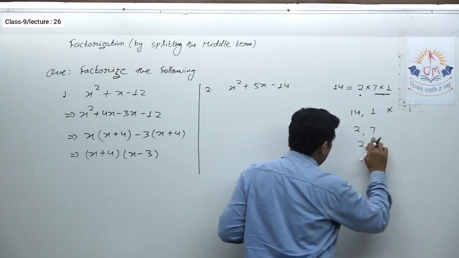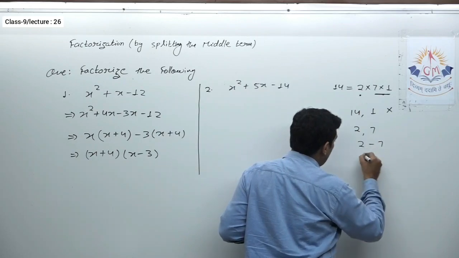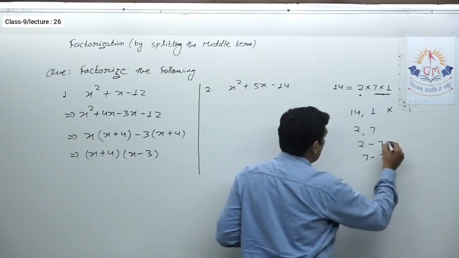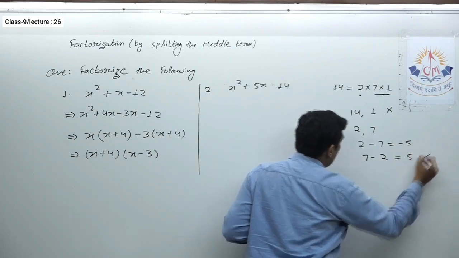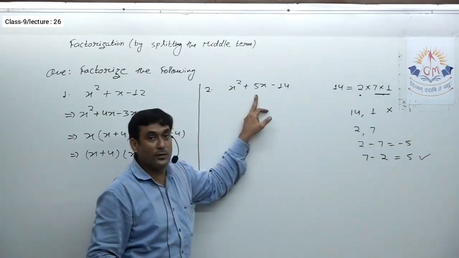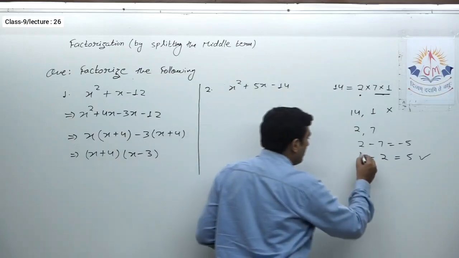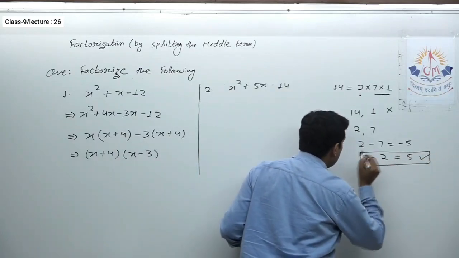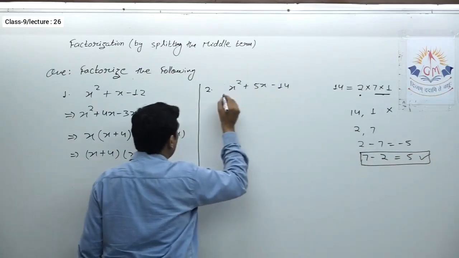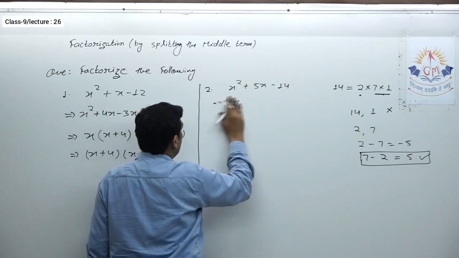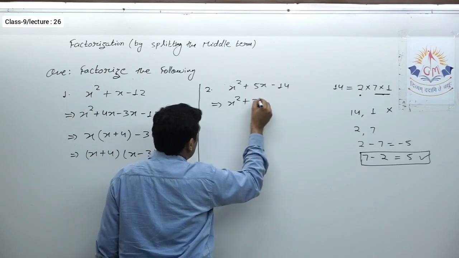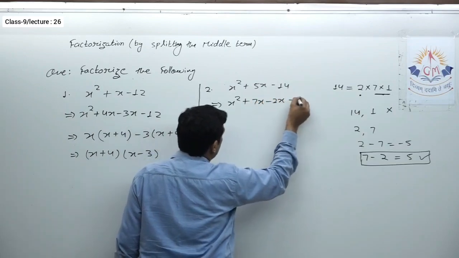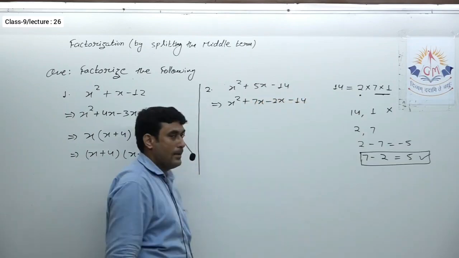And difference means either 2 minus 7 or 7 minus 2. So 2 minus 7 is minus 5, 7 minus 2 is 5, and we need positive 5, isn't it? Here it is plus 5. So this is the correct combination. That means instead of 5x, here I write x square plus 7x minus 2x and minus 14.